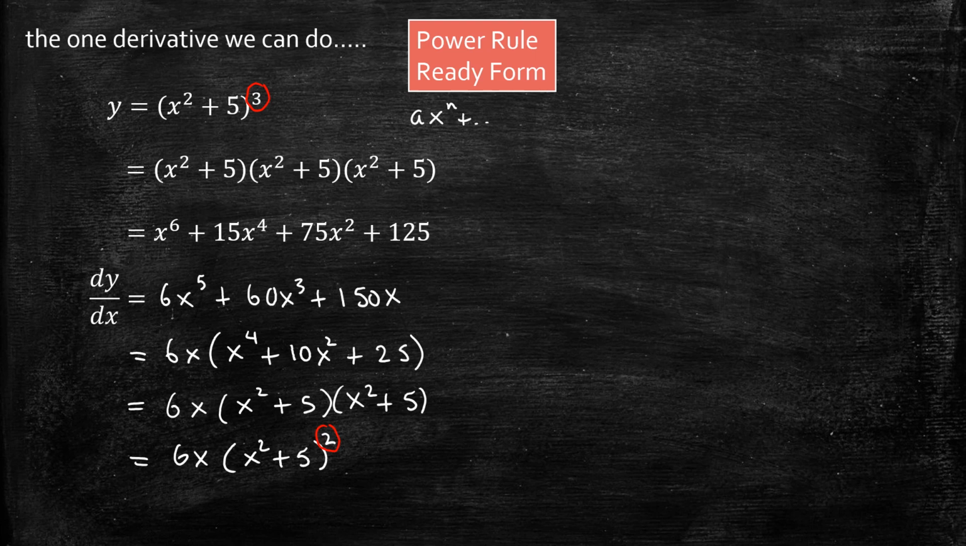But it's not quite clear where the 6x came from. So I'm just going to rewrite this as 3(x squared plus 5) to the power of 2 times 2x. And then maybe you can take a moment and try to figure out where that 3 came from and where the 2x came from. If we take this one step further, I'm going to color code this now to help you see what's going on.